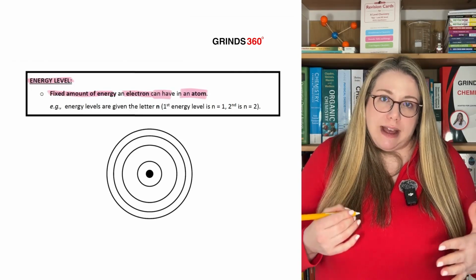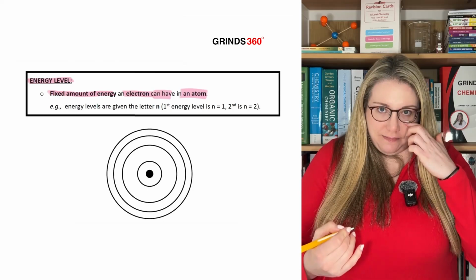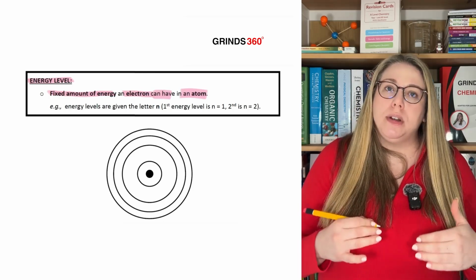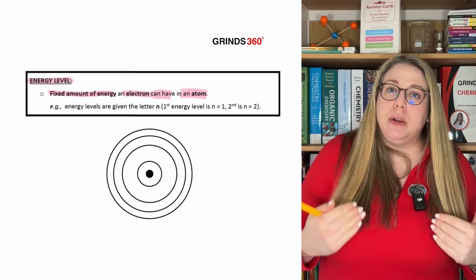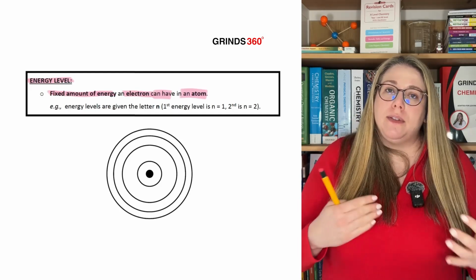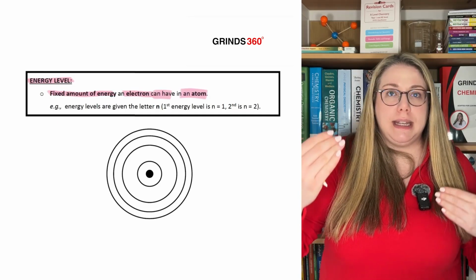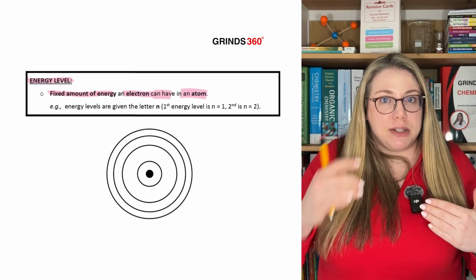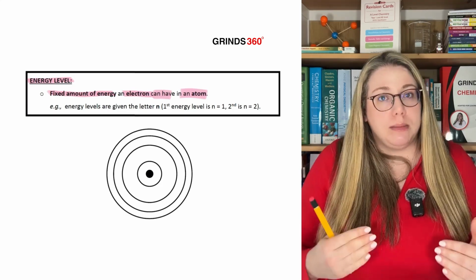Now, energy levels are given the symbol N. So when we draw our Bohr diagrams, we draw these rings around the nucleus. We are now going to call them energy levels. At junior cycle, you may have called them shells or orbits, but now we're moving on a little bit in the advancement of chemistry, so we want to start using more correct language. So we're going to call them energy levels.